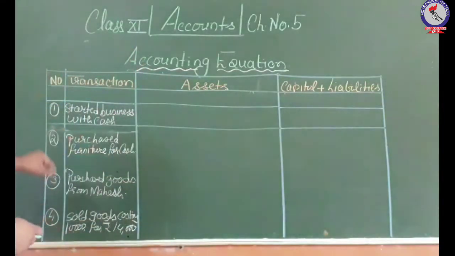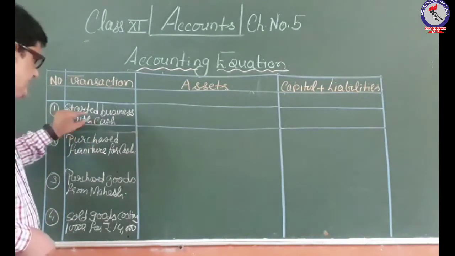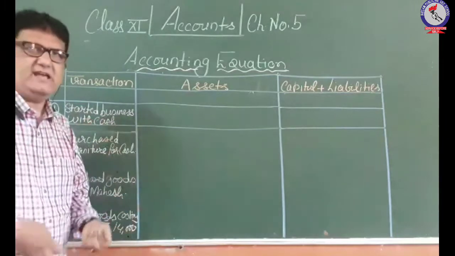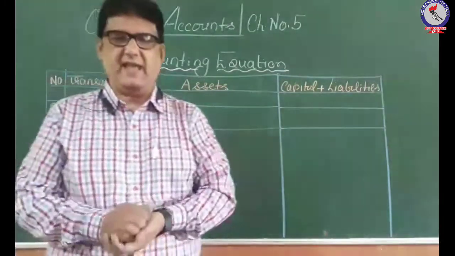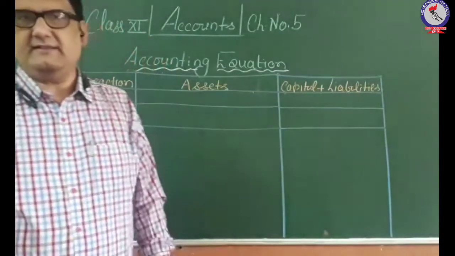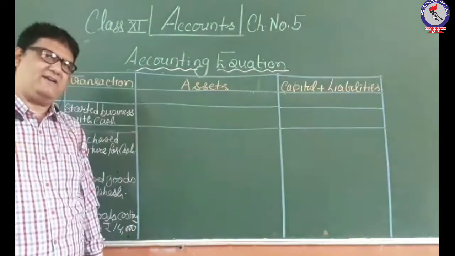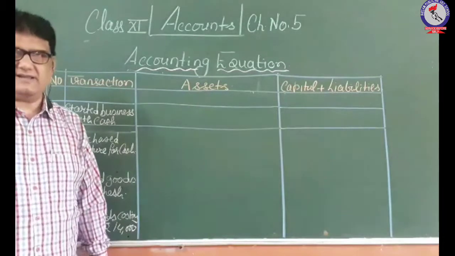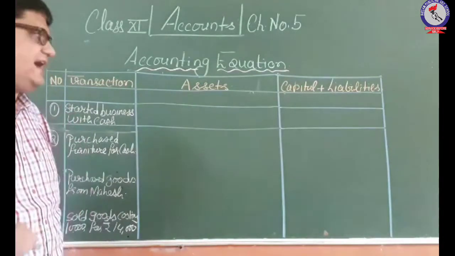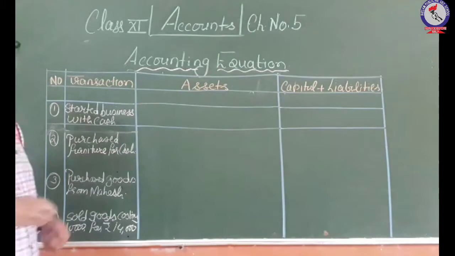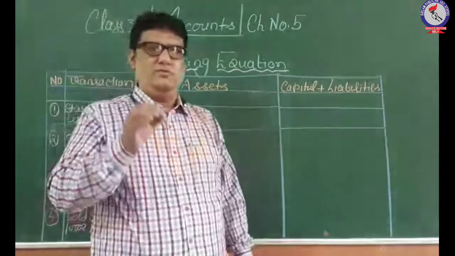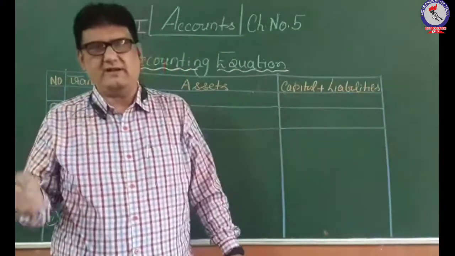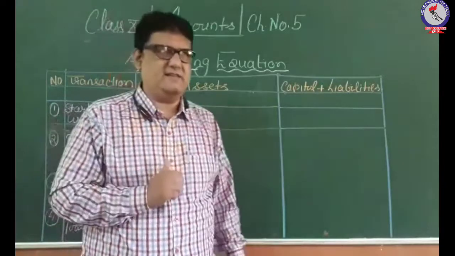The first transaction recorded here for you is: started business with cash. We have started the business with cash, let's say 1,50,000. We have started our business by investing 1,50,000 rupees. First thing, two or more items are involved, and we have to observe that.